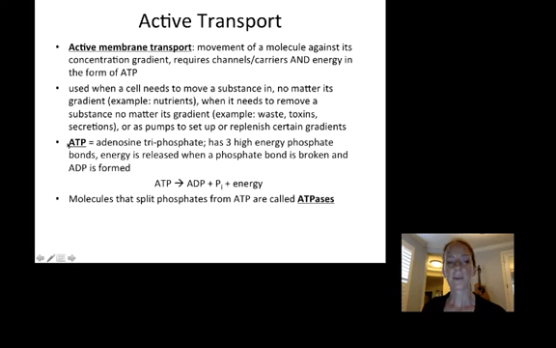The energy will be in the form of ATP, which is adenosine triphosphate. Adenosine triphosphate has 3 high-energy phosphate bonds. Energy will be released when a phosphate bond is broken, and that forms ADP. So ATP can be broken down into ADP plus Pi, or phosphate group, and when that happens, energy is released. Molecules that split phosphates from ATP are called ATPases. Ase means breakdown, so they break down ATP to release energy.